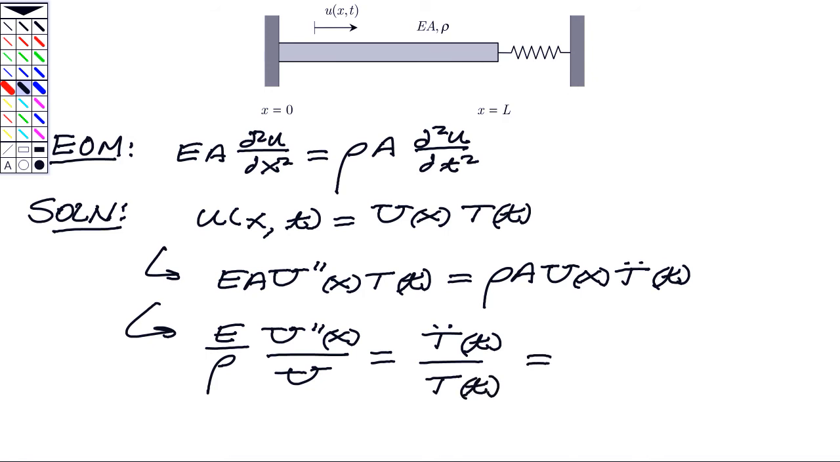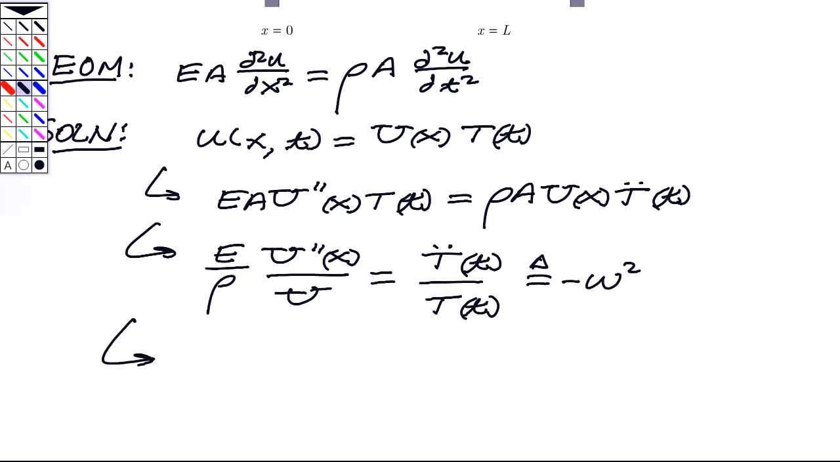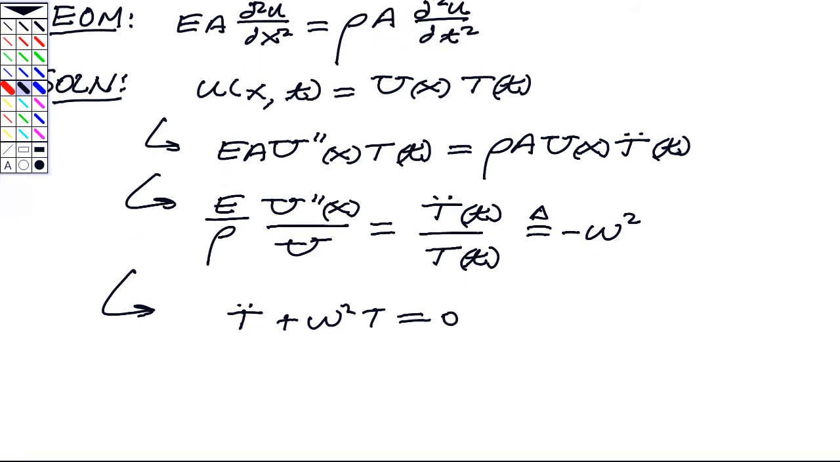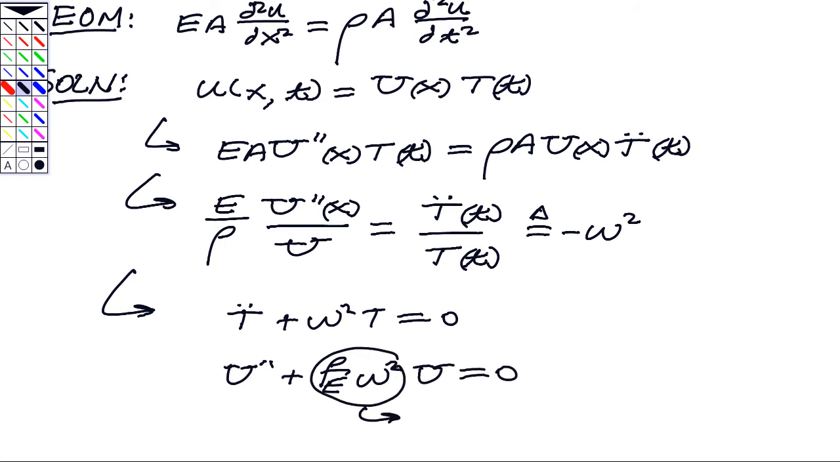What's on the left is a function of x. What's on the right is strictly a function of time. In order for those to be equal to each other, that must be a constant. We define that as omega squared. And so we get T double dot plus omega squared T is equal to 0. And the U double prime plus rho over E omega squared U is 0. We will define this to be beta squared.